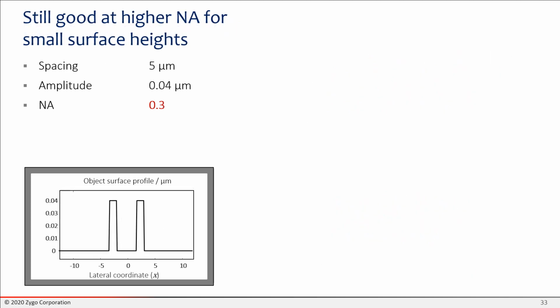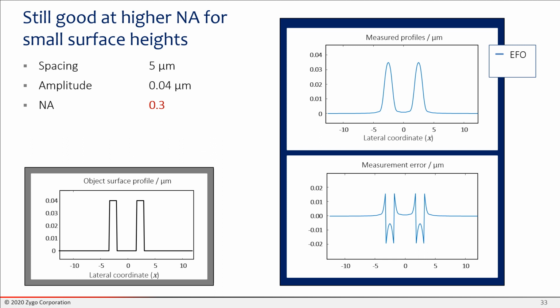The results still look good at a higher NA, as long as the surface heights are pretty small. So here we have a numerical aperture of 0.3, and we've got two posts, and they're short posts. They're 40 nanometers tall. What we see with the EFO modeling is that these posts will not be perfectly rendered in a measured topography that you would expect. They're a little bit blurred. And if you overlay the results from the three-dimensional model, the more realistic model, you see, again, very, very good agreement. So that's great. At a larger NA, as long as the surface heights are small, we're in good shape.